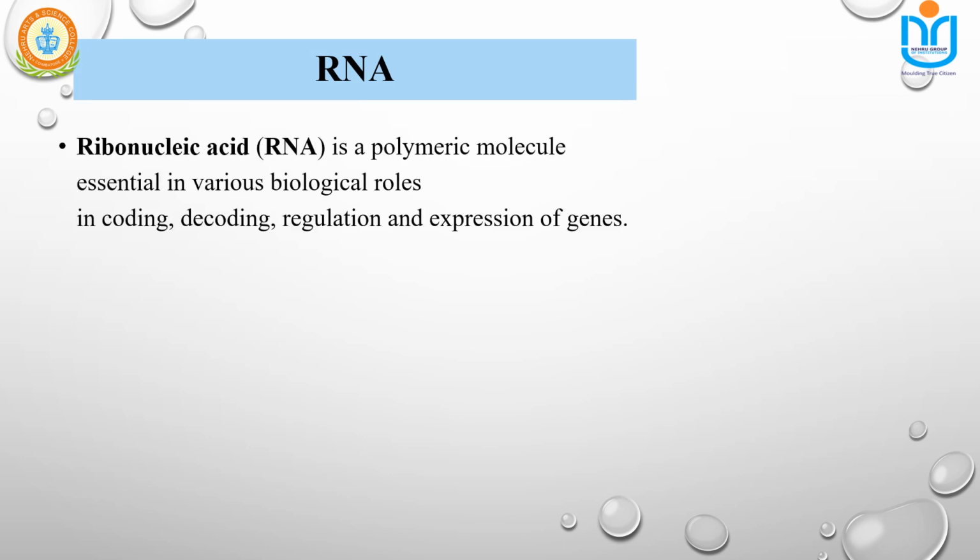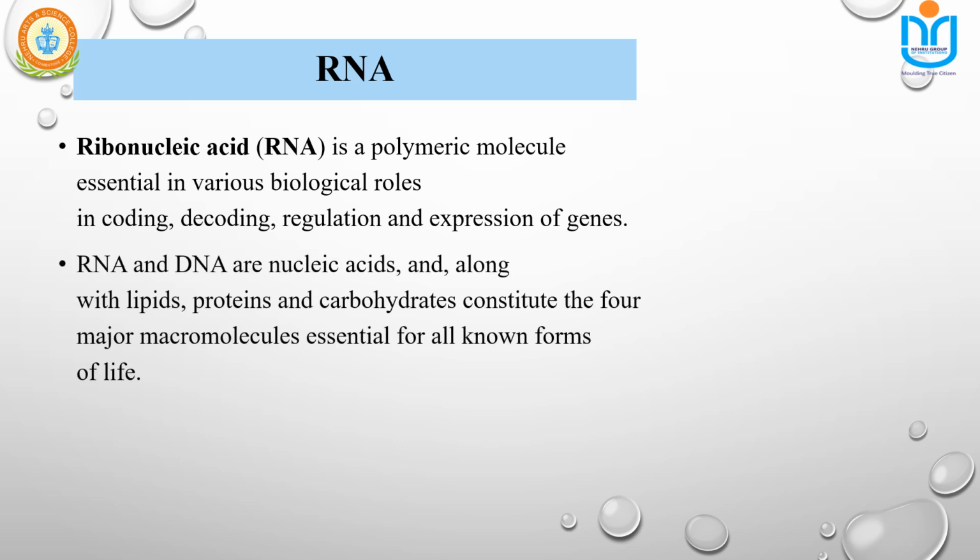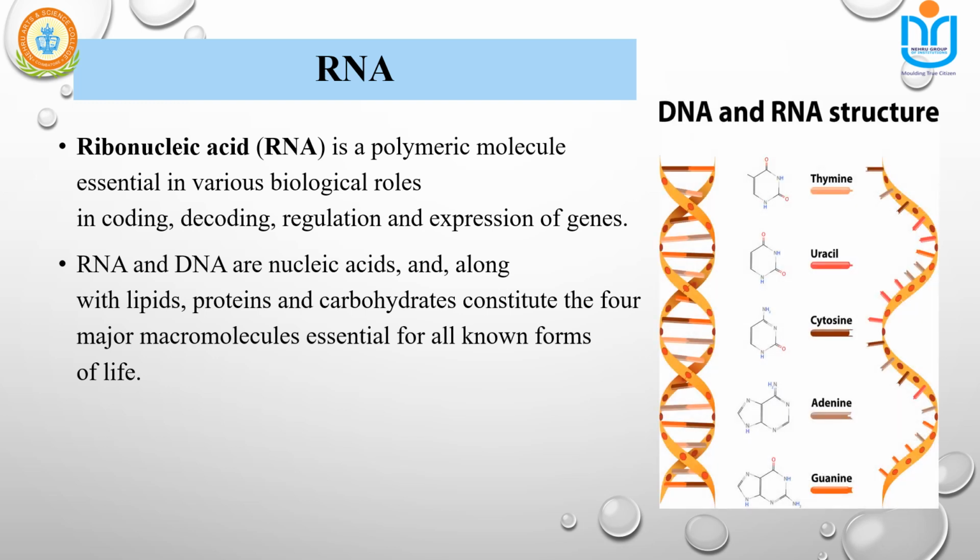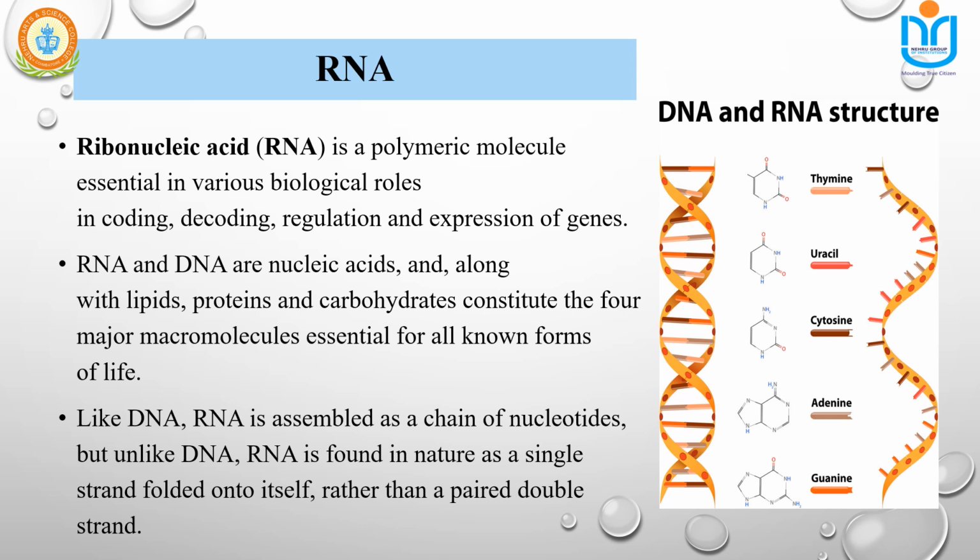Ribonucleic acid is a polymeric molecule essential in various biological roles in coding, decoding, regulation, and expression of genes. RNA and DNA are nucleic acids and along with lipids, proteins, and carbohydrates constitute the four major macromolecules essential for all known forms of life. Like DNA, RNA is assembled as a chain of nucleotides, but unlike DNA, RNA is found in nature as a single strand folded onto itself rather than a paired double strand.